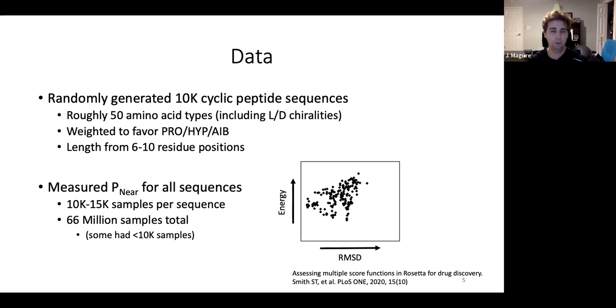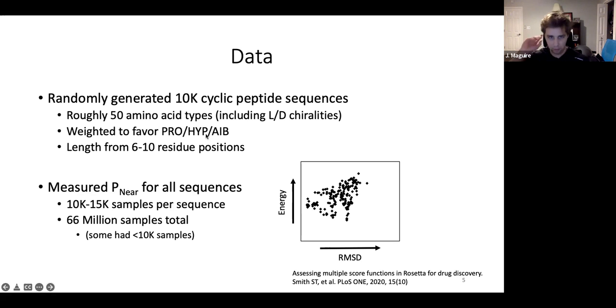So we set out to learn as much about this as we could. We generated a bunch of data to perform machine learning. We randomly generated 10,000 cyclic peptide sequences with loop lengths between 6 and 10. So the largest cyclic peptide was 10 residues, the smallest was 6. We had 50 different amino acid types, although this is largely double counting because there's L and D. So it's roughly 25 amino acid types with both chiralities.